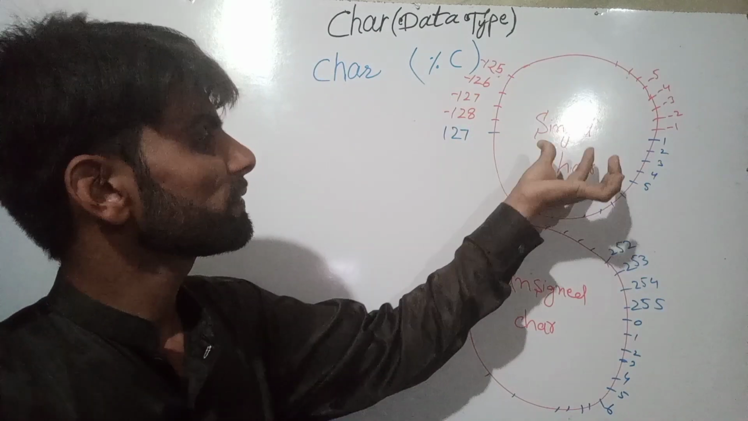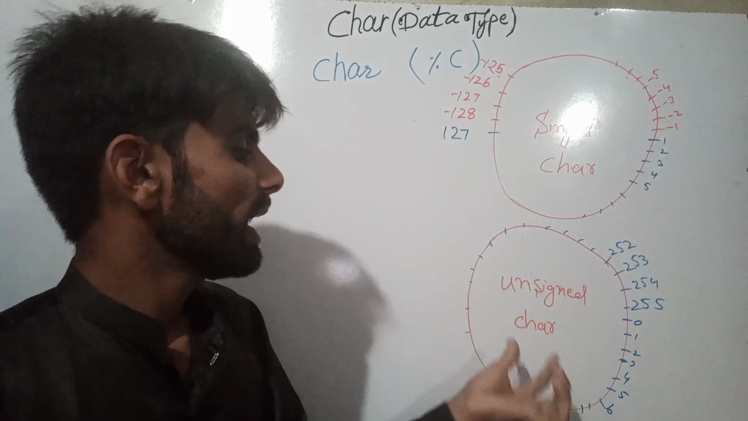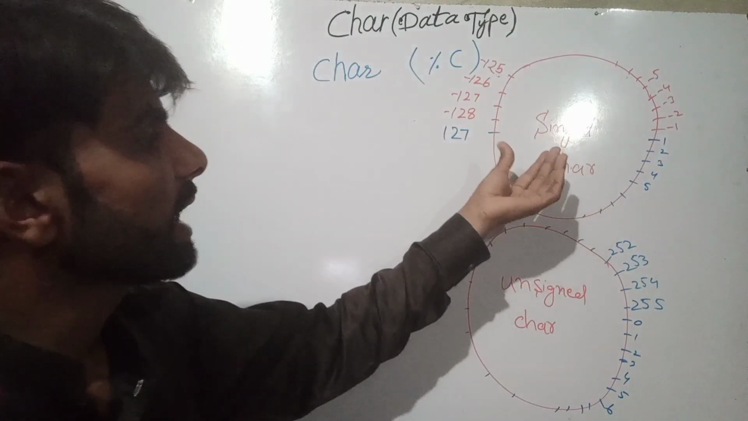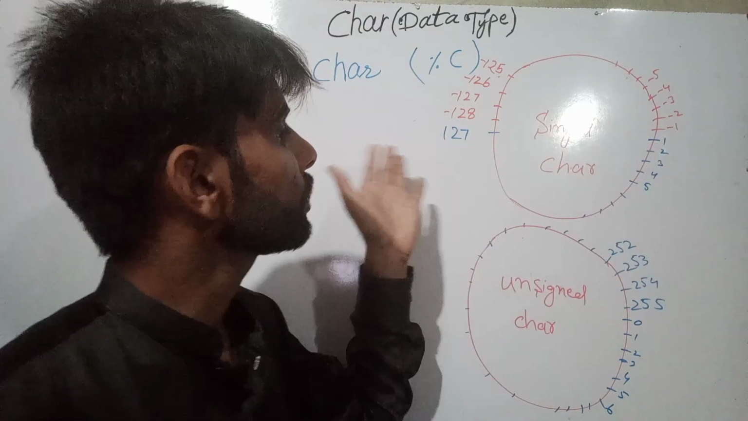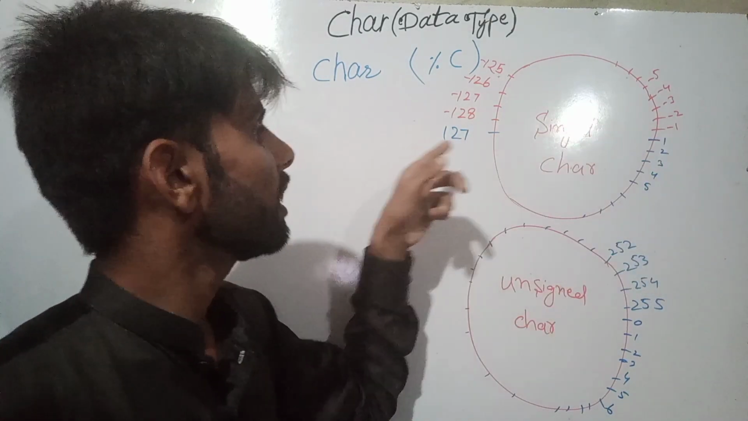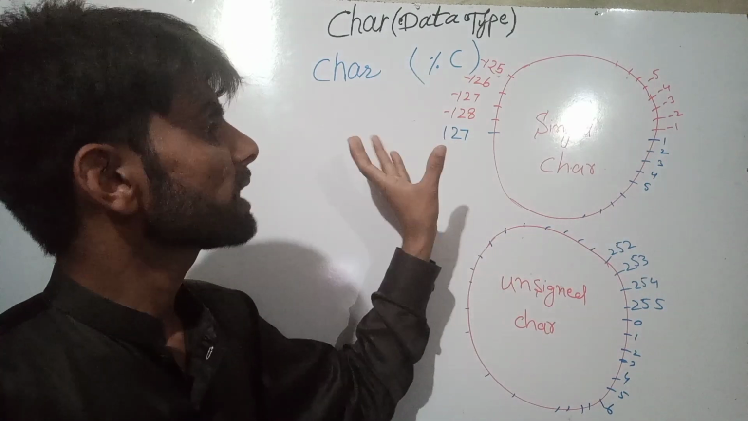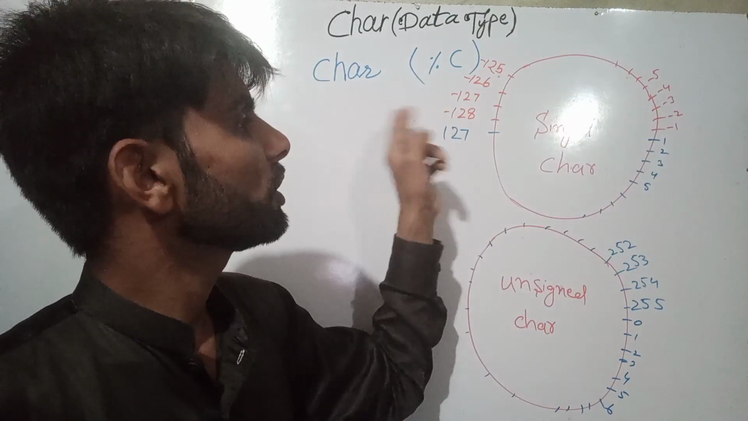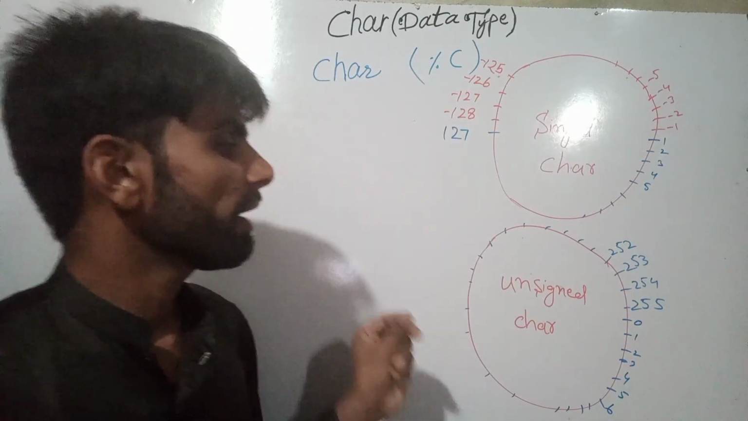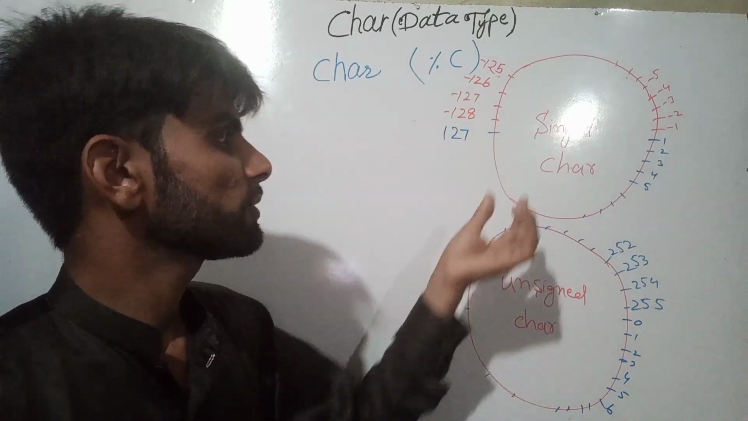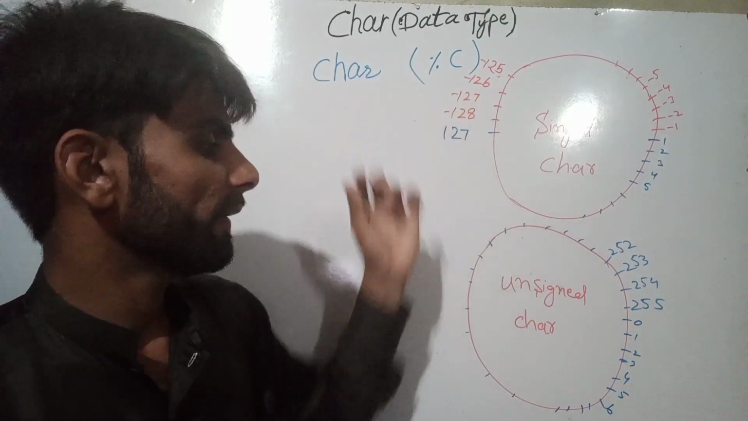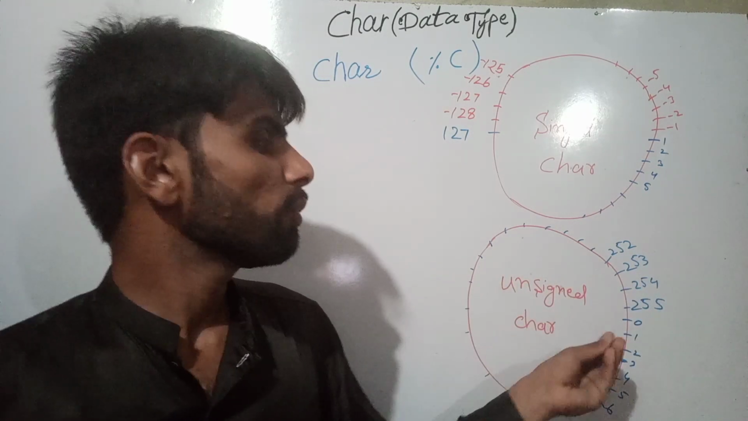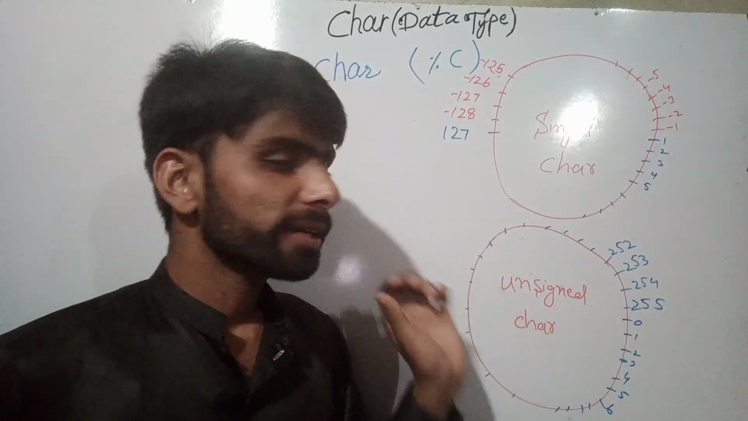These are the two qualifiers. The first is signed char and the second qualifier is unsigned char, and this is the range. In signed char we have two types of values: 1 to 127, which are all positive values, and -1 to -128, which are all negative values. So these are two types of values, that's why it's called signed char. And this is unsigned char. These are all positive values without sign.